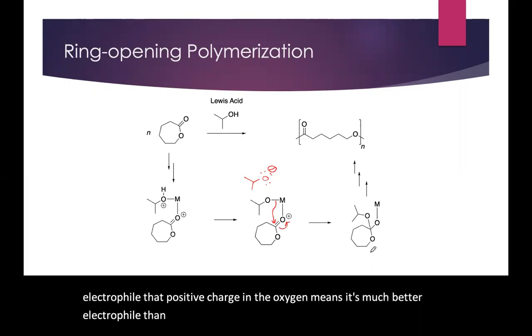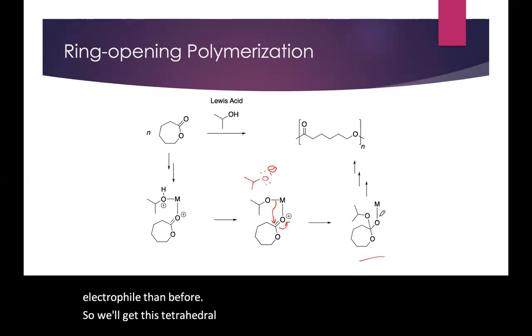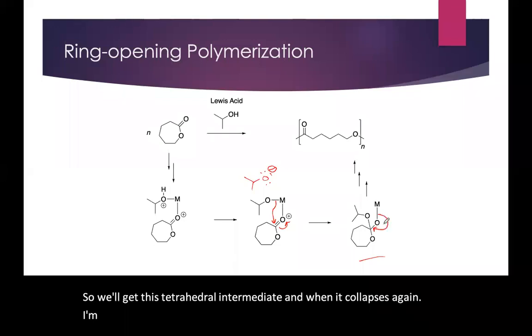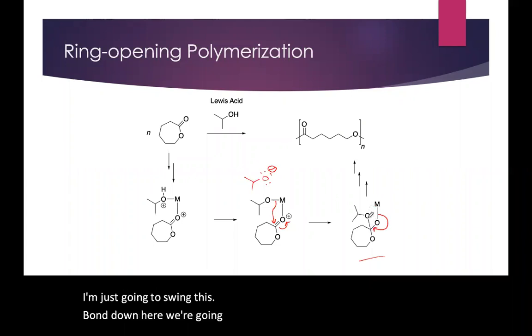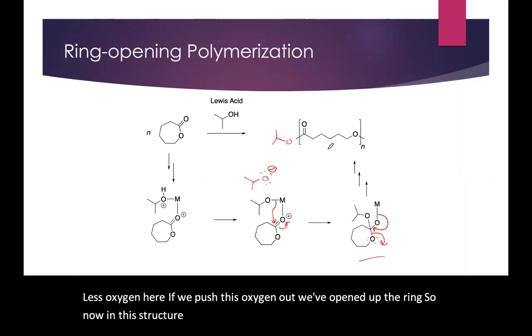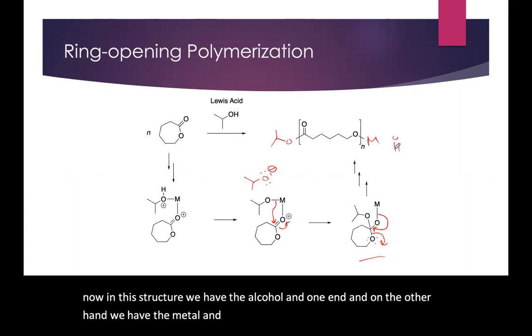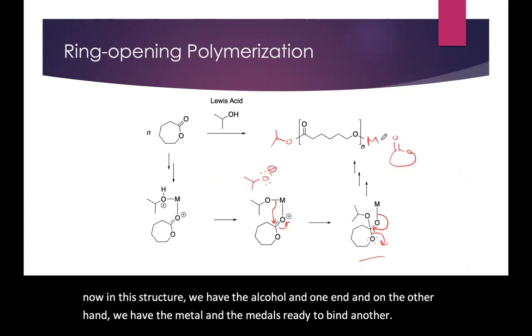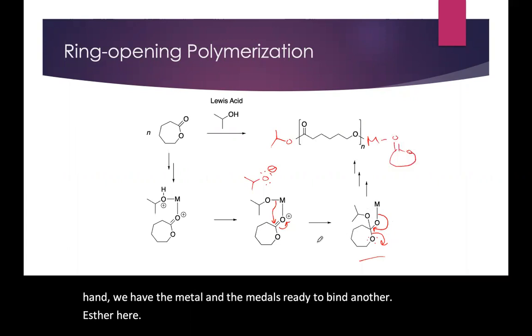And so we'll get this tetrahedral intermediate, and when it collapses again, I'm just going to swing this bond down here. We're going to push out either the alkoxide or the ring oxygen here. And if we push this oxygen out, we've opened up the ring. So now in this structure, we have the alcohol on the one end, and on the other end, we have the metal, and the metal's ready to bind another ester here and carry out the whole process over again.